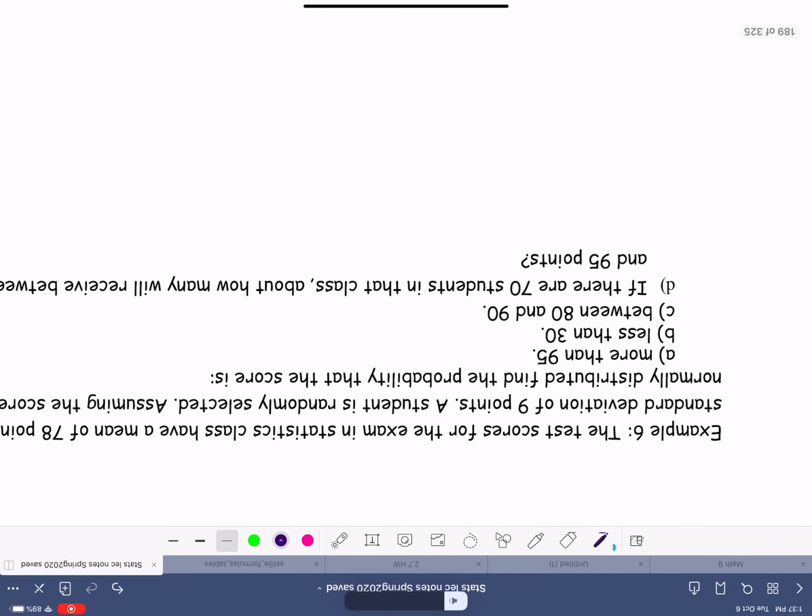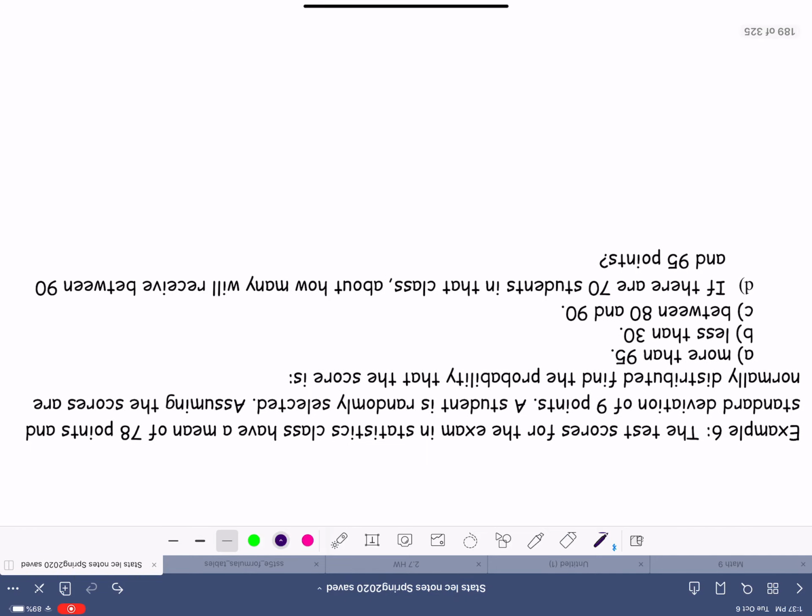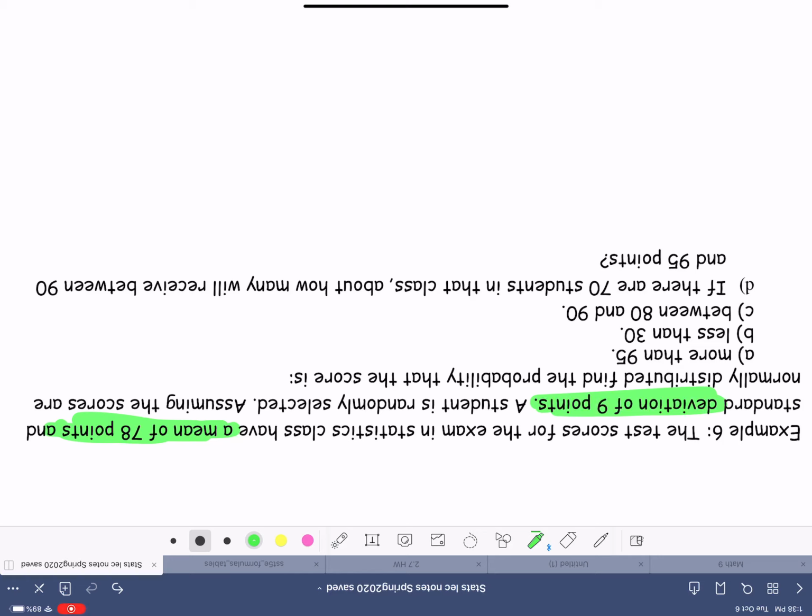Okay, number 6. The test scores for the exam in a statistics class have a mean of 78 points. So we say it's not a standard normal distribution. It's a normal distribution because my mean is not 0 and my standard deviation is not 1. A student is randomly selected. Assuming that the scores are normally distributed, find the probability that the score is more than 95.